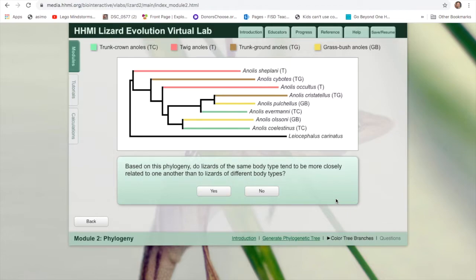Based on this phylogeny, do lizards of the same body type tend to be more closely related to one another than lizards of a different body type? That's absolutely false. We have the two twig anoles, which are not each other's closest relatives. We have the two canopy anoles, the ones at the top of the tree, that are not each other's closest relatives.